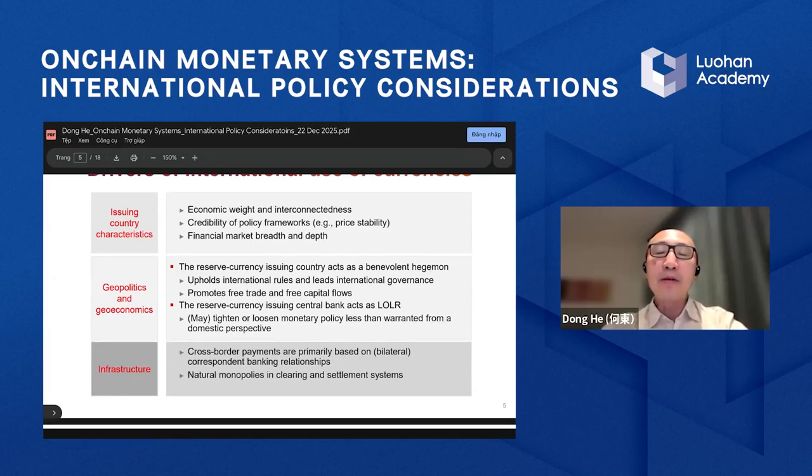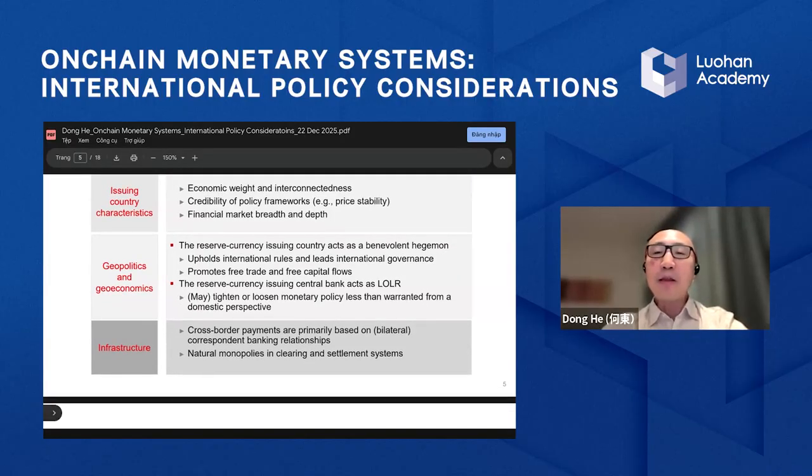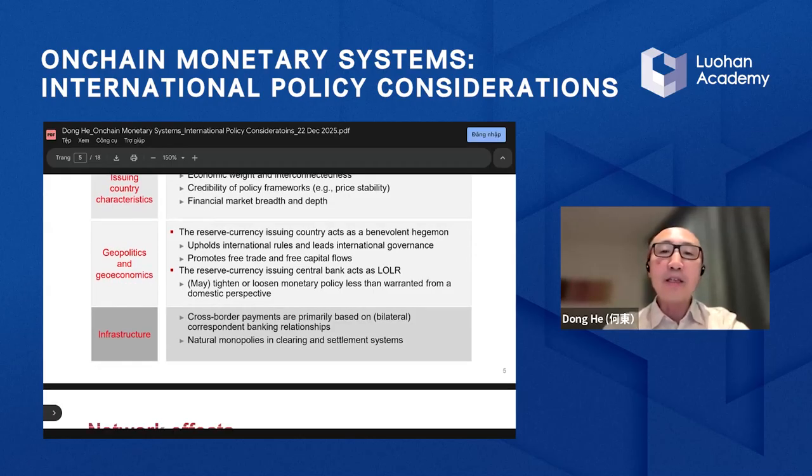Of course, the US economy is 25%, one quarter of the global economy, and that underpins the dollar's importance. And of course, credibility of policy frameworks, for example, Federal Reserve independence, financial market breadth and depth. And of course, it's also a reflection of geopolitics and geoeconomics. And there is one very important argument that the dollar's strength has a lot to do with US military strength.